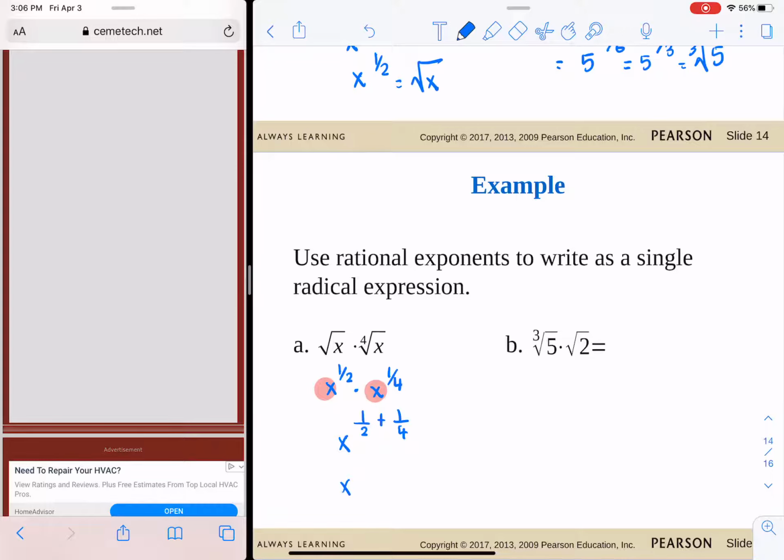So we need to find the common denominator, which is 4 in this case. So I'm going to multiply and divide the first fraction by 2. So I have 2 over 4 plus 1 over 4. The denominators are identical now, so I combine the numerators and write it as 2 plus 1 over 4, which is x raised 3 over 4. I could write this either as the 4th root of x cubed, or I could also write it as the 4th root of x raised to the power of 3.